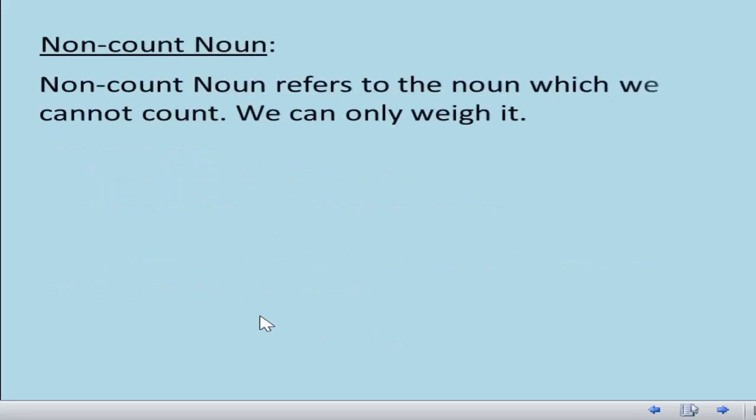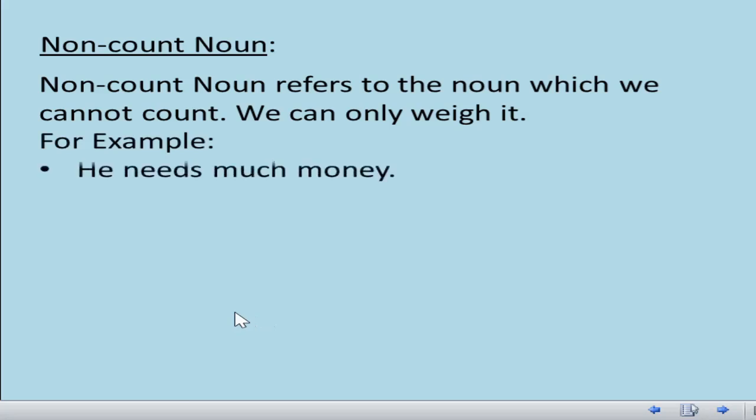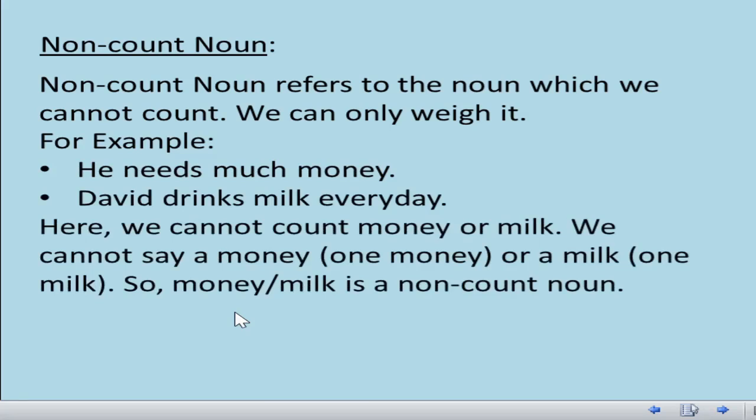Non-count noun. Non-count noun refers to the noun which we cannot count. We can only weigh it. Actually, non-count nouns refer to material nouns. For example, he needs money. He needs much money. David drinks milk every day. Here we cannot count money or milk. We cannot say a money or one money. We cannot say a milk or one milk. So here money or milk is a non-count noun.